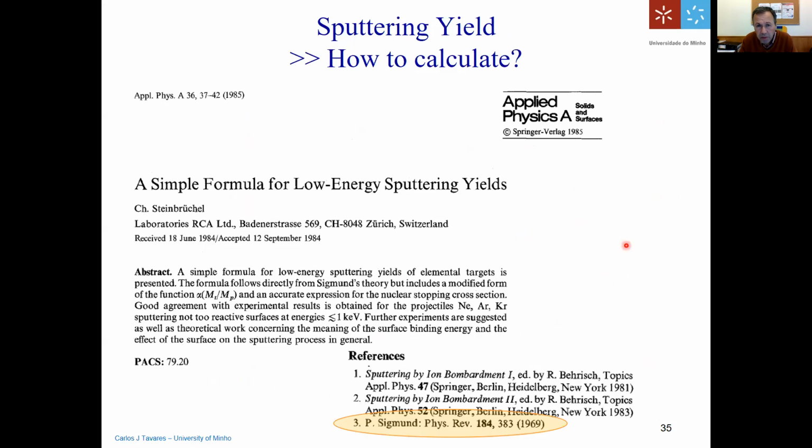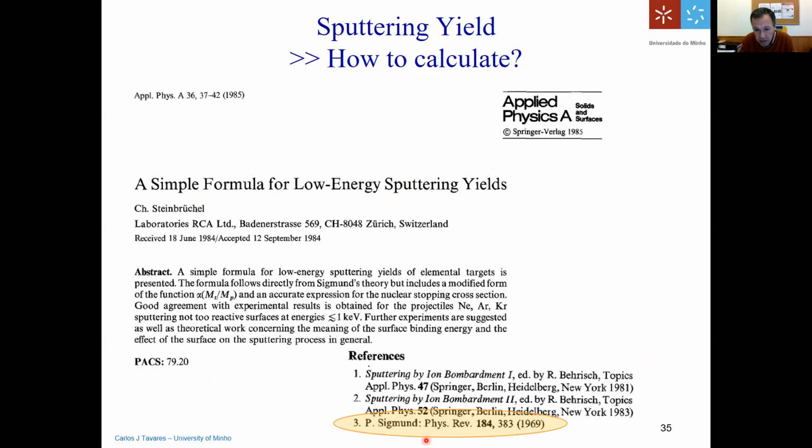Now, there are some publications which explain how we can calculate the sputtering yield. One of the most important papers is by Steinbruchel, a simple formula for low energy sputtering yields.